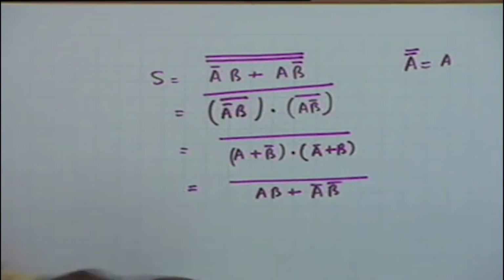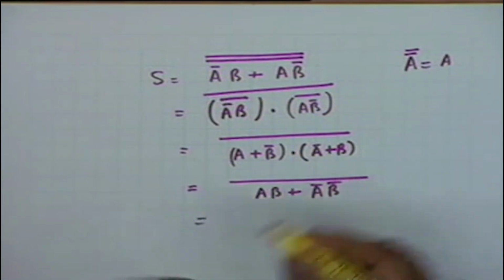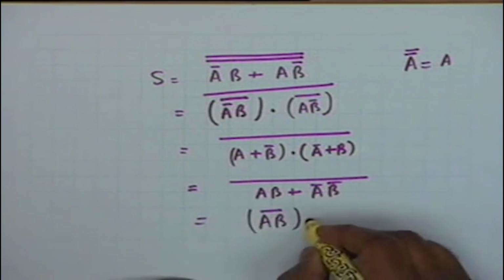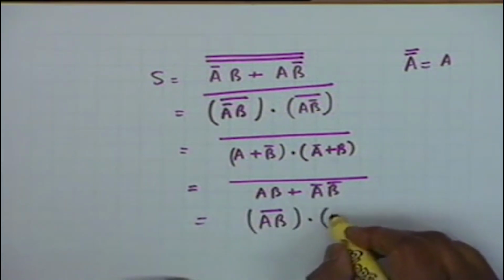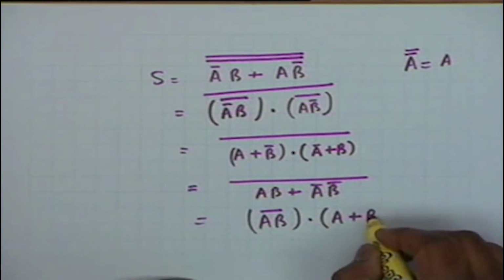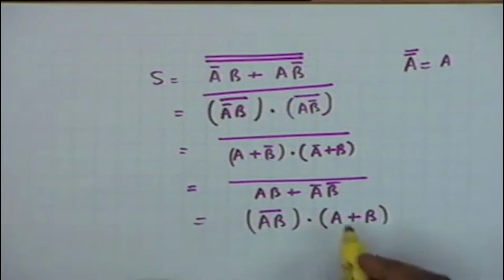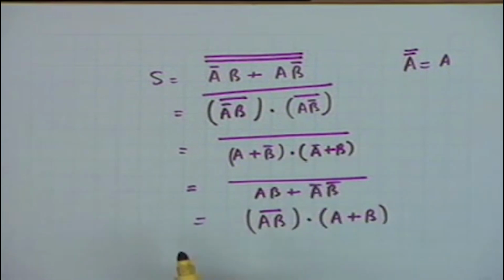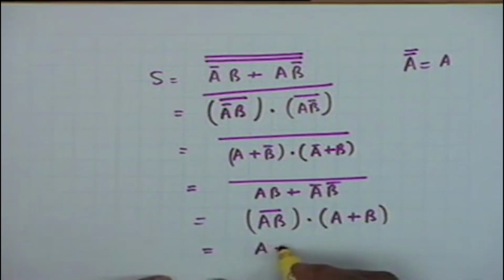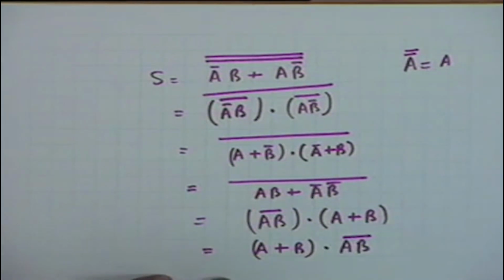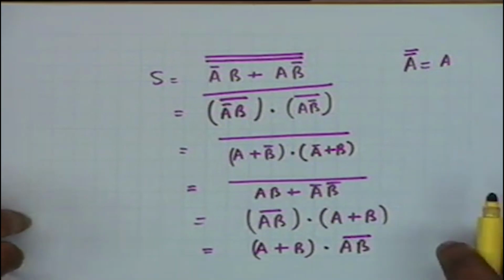I can also write this as, now I take this inversion out, AB bar and A or B. Can I write like this? Okay. AB bar and A bar B bar whole bar. Can I write like this, A or B and AB bar? Yes? Okay.